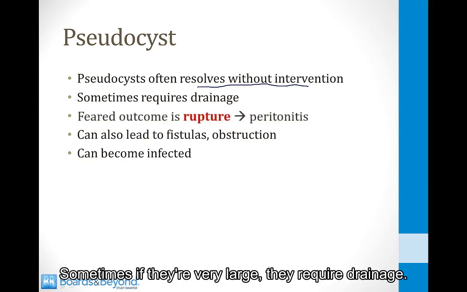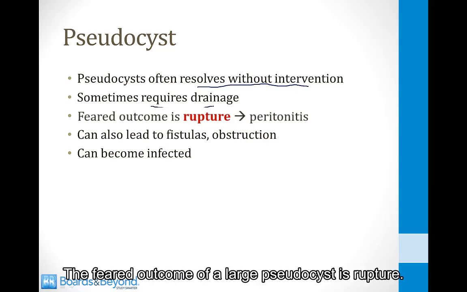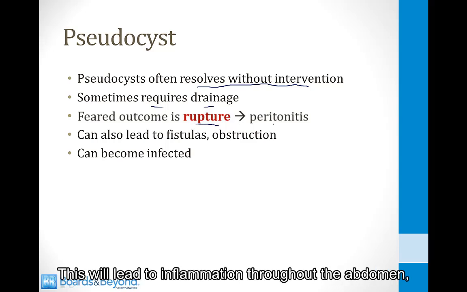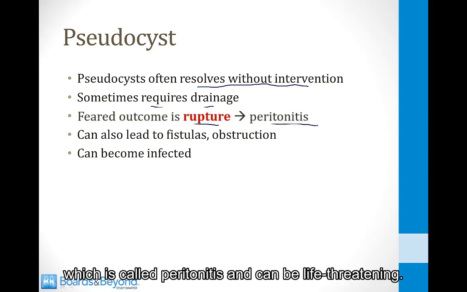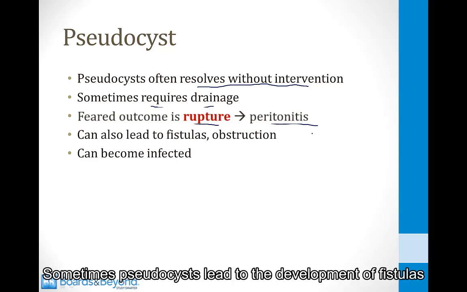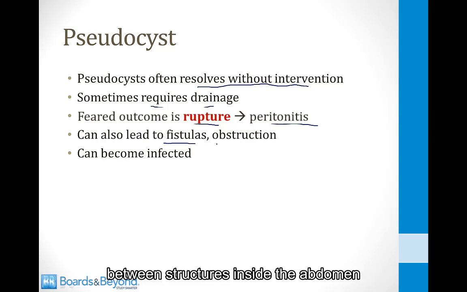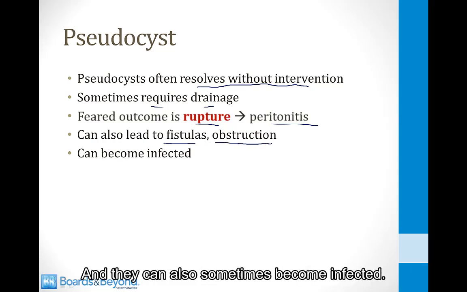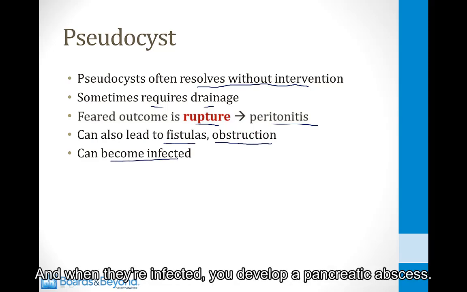Sometimes, if they're very large, they require drainage. The feared outcome of a large pseudocyst is rupture. This will lead to inflammation throughout the abdomen, which is called peritonitis and can be life-threatening. Sometimes pseudocysts lead to the development of fistulas between structures inside the abdomen or obstruction of the bowel. And they can also sometimes become infected, and when they're infected, you develop a pancreatic abscess.